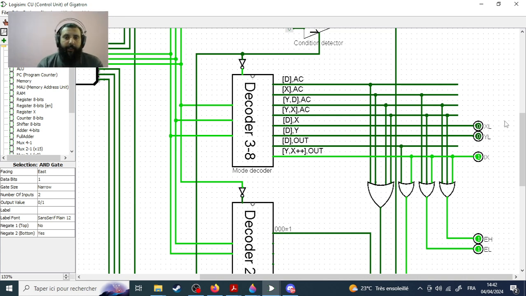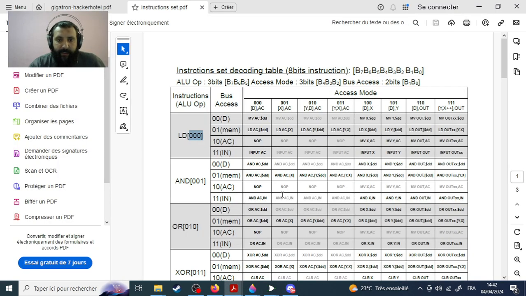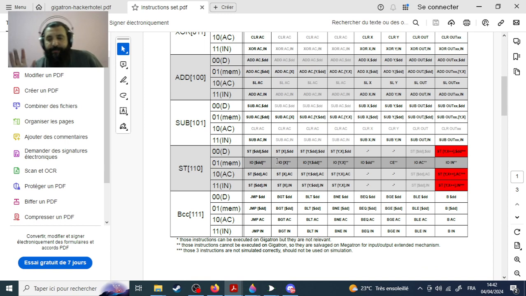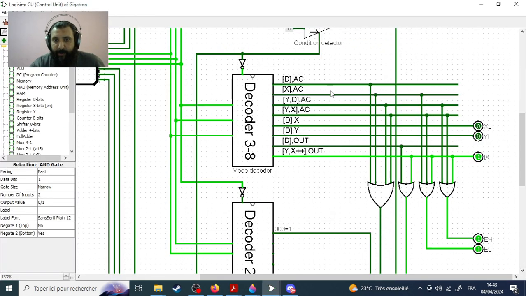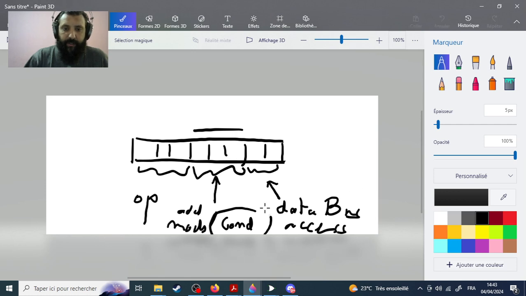This part concerns the seven first instructions. We talked about that and we said LD, AND, OR, XOR, ADD, SUB, SC are the seven first instructions, and in those instructions we have this addressing mode. We could use this addressing mode. In the BCC instruction, those three bits now represent what we call the condition. The three bits change and represent the condition.